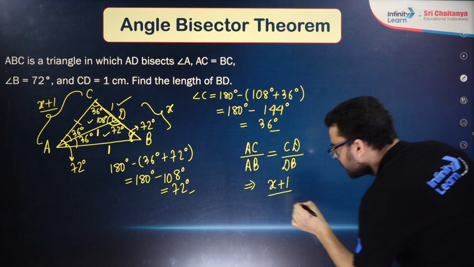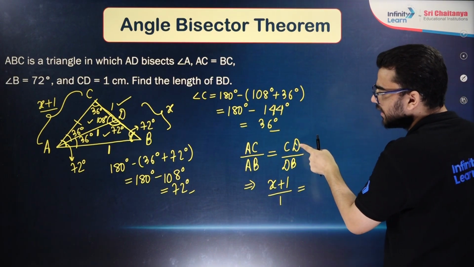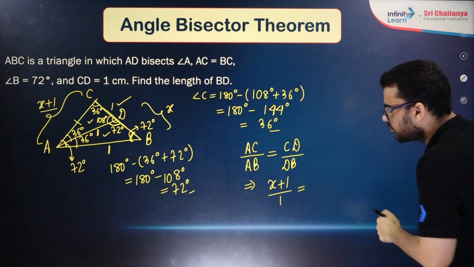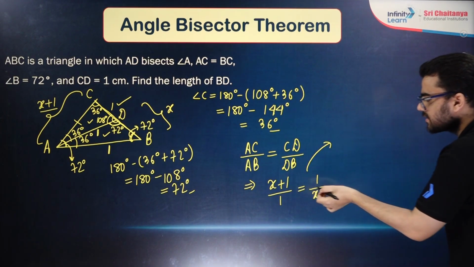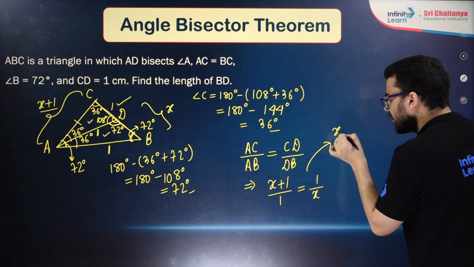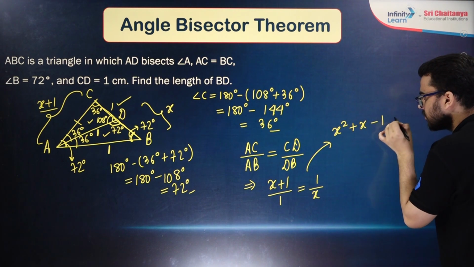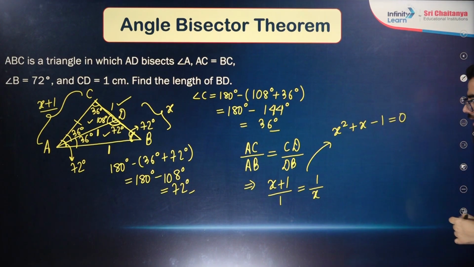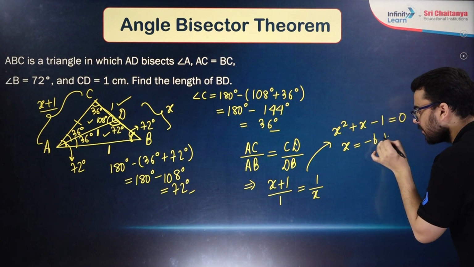AB over here is 1 itself, and that is equal to CD is 1 and BD is X over here. So 1 upon X. So we have to find the value of X. Just simplify that. That is X square plus X minus 1 is equal to 0. So you have to solve this quadratic equation. X will be what, guys? You can use the quadratic formula.